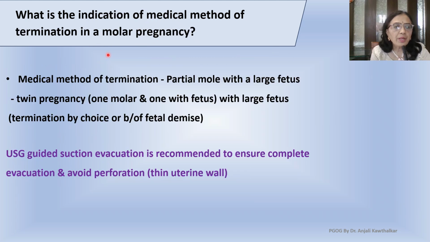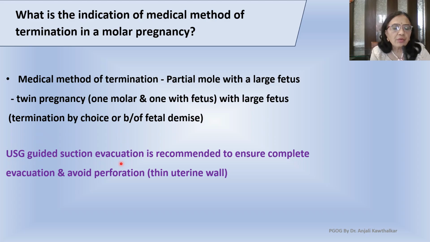What are the indications for medical method of termination? Whenever there is a partial mole with a large fetus, or if it is a twin pregnancy where one is a molar pregnancy and one is a normal pregnancy with a normal fetus, and that fetus is large, then in that case termination is needed, whether we are doing termination because of the patient's choice or because of the fetal demise, whatever is the reason. If it is a large fetus with a twin pregnancy or with a partial mole, then we might have to start with a medical method of termination.